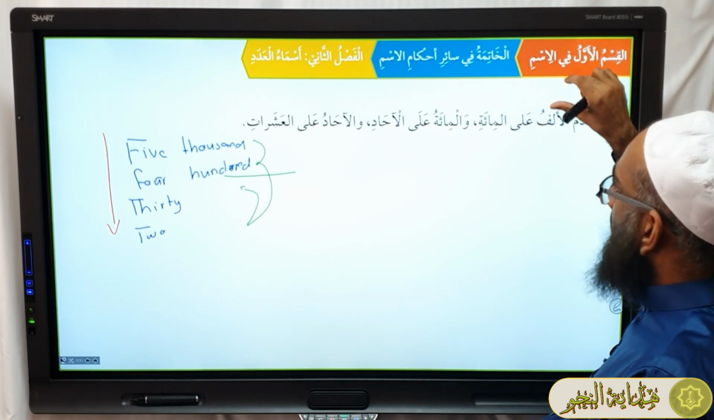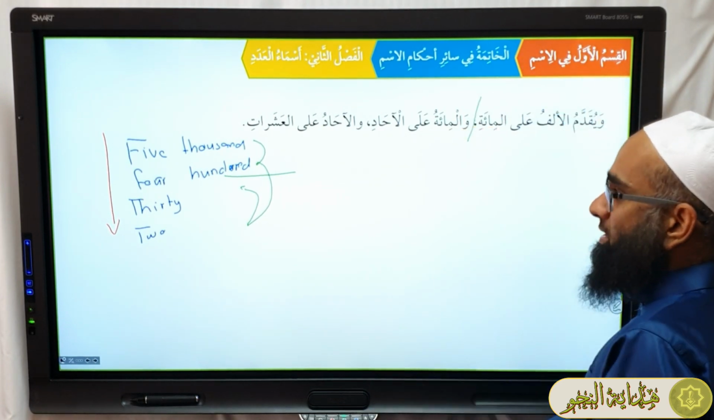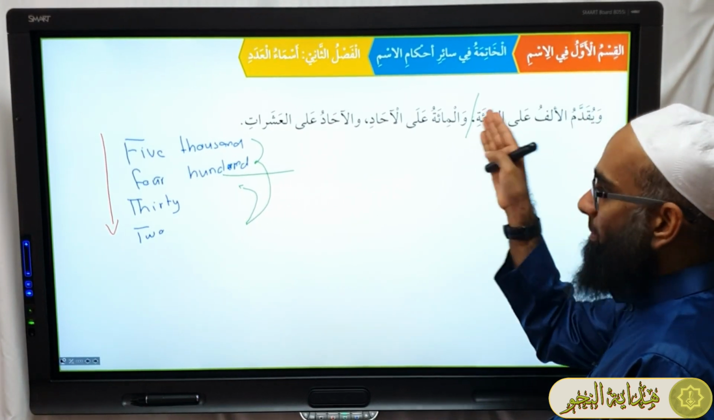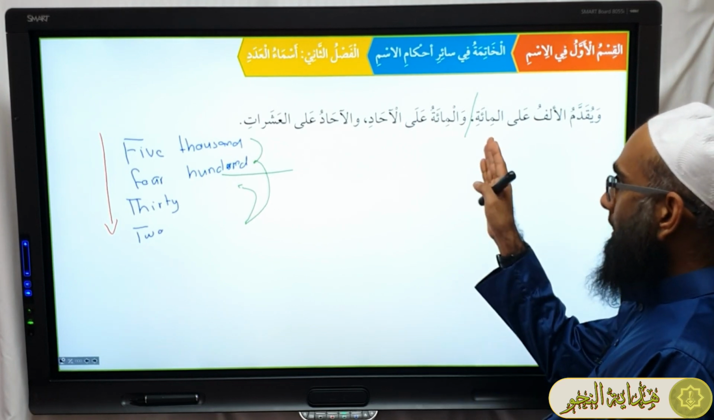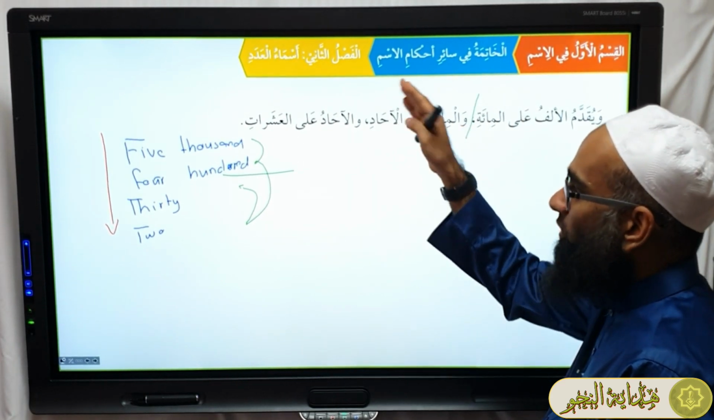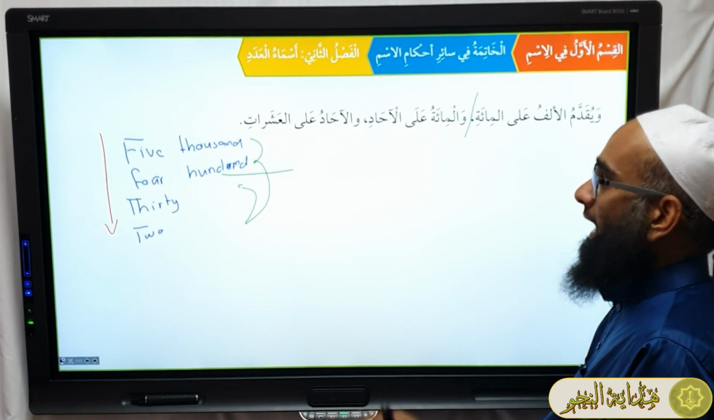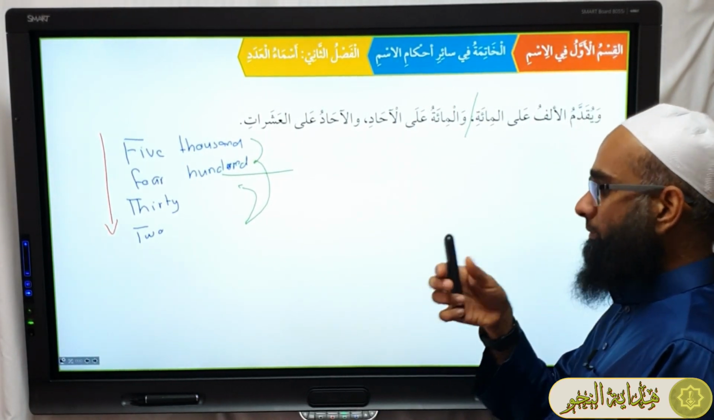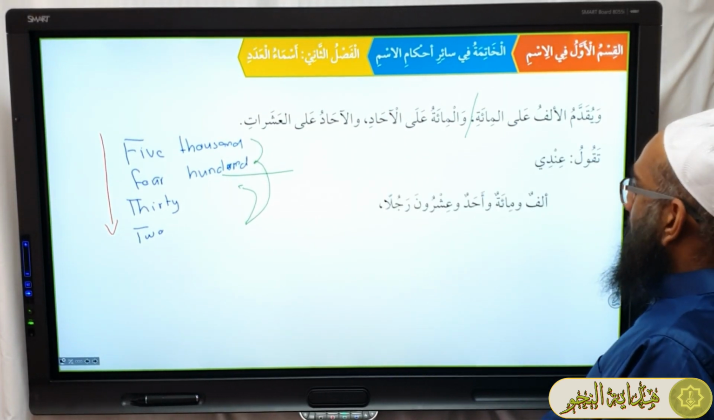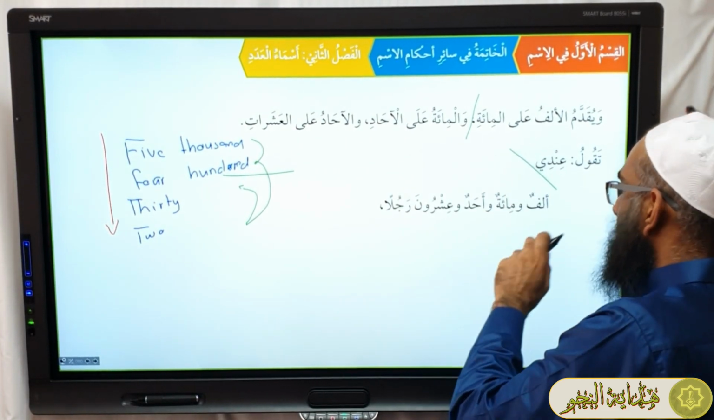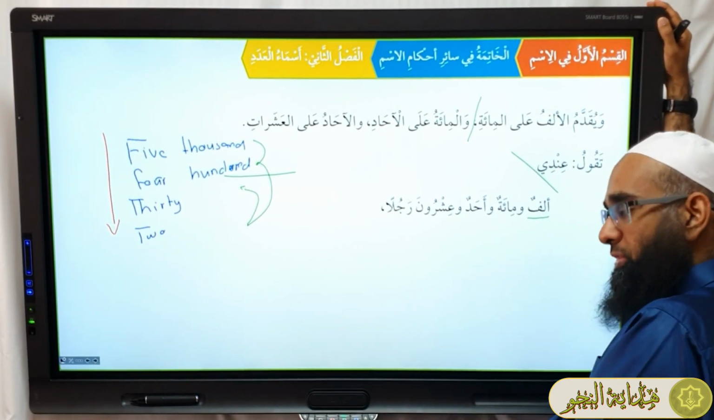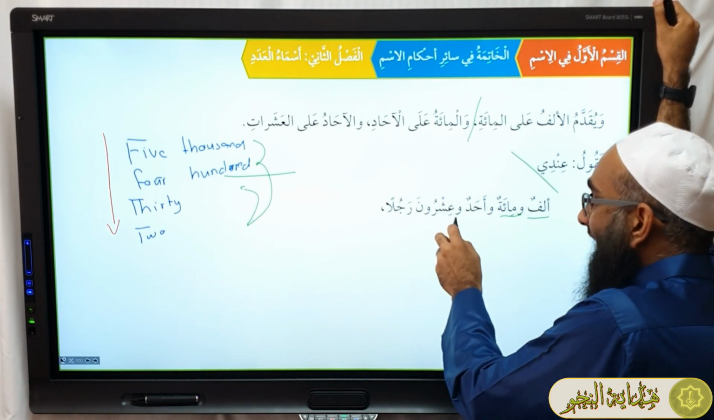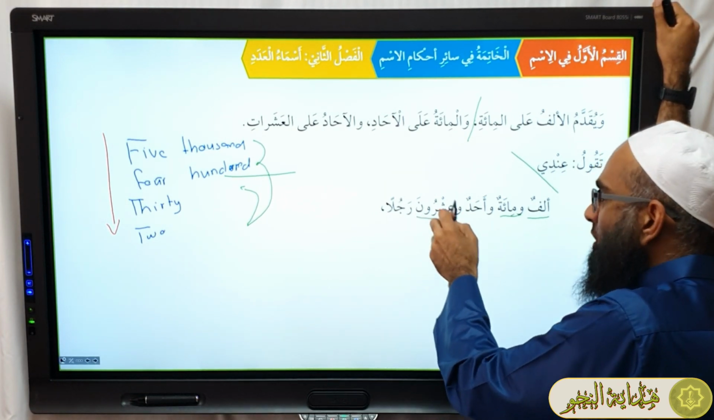وَيُقَدَّمُ الْأَلْفُ عَلَى الْمِئَةِ. When you have large numbers, what do you bring first? The thousands are brought before the mi'ah. Yes? And the mi'ah is brought before the ahad, before the units. And the ahad are brought before the asharat. The unit is brought before the tens. So for example, if you want to say, I have, or they are by me, alfun will come first, thousands. Then you bring the number 100. Then the 10 comes here. Because you can't say ishruna wa wahid.